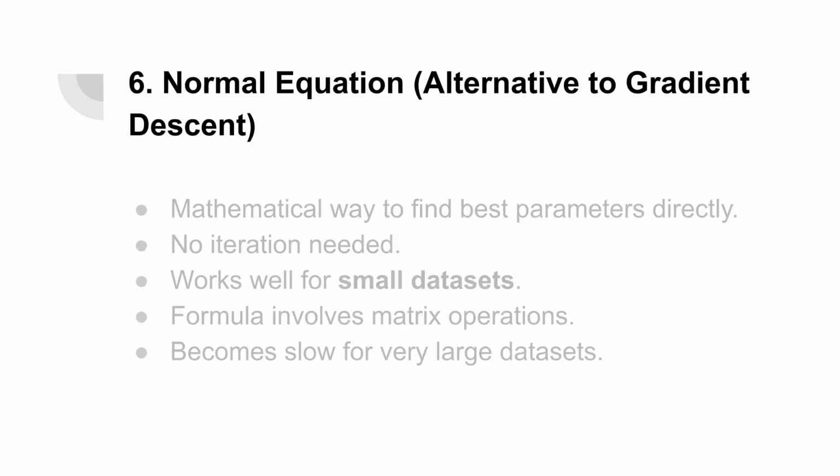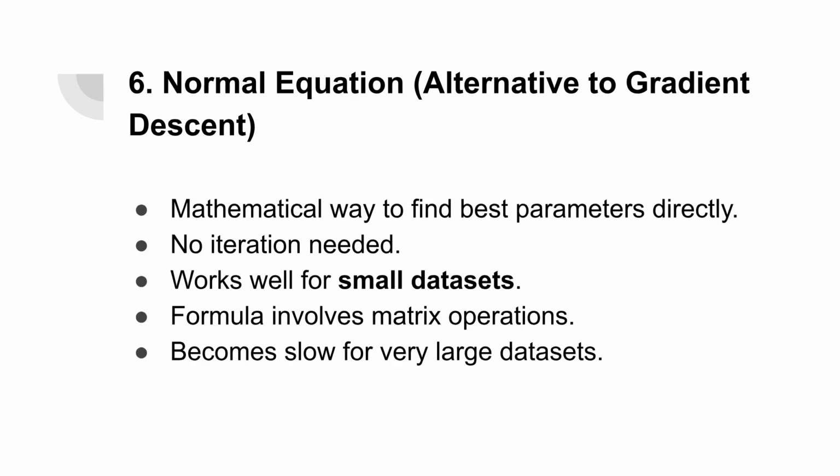The normal equation is an alternative to gradient descent that finds the best parameters mathematically and directly. It is effective for small datasets but can be slow for very large ones due to matrix operations.